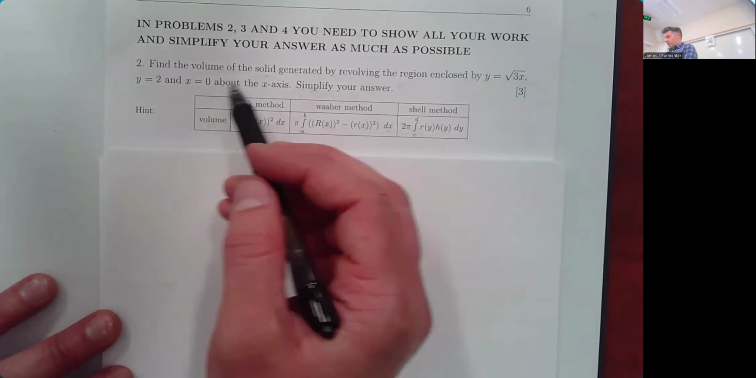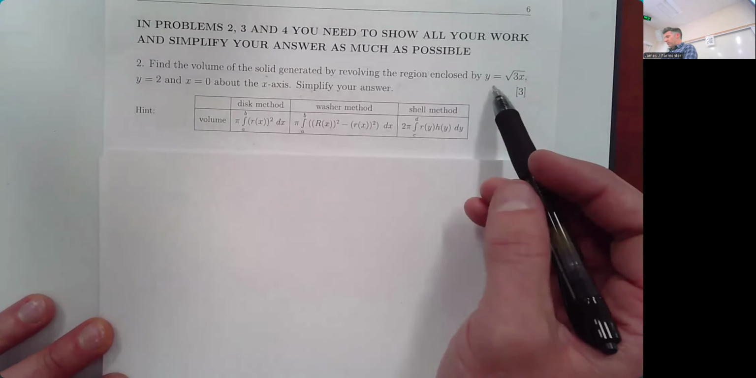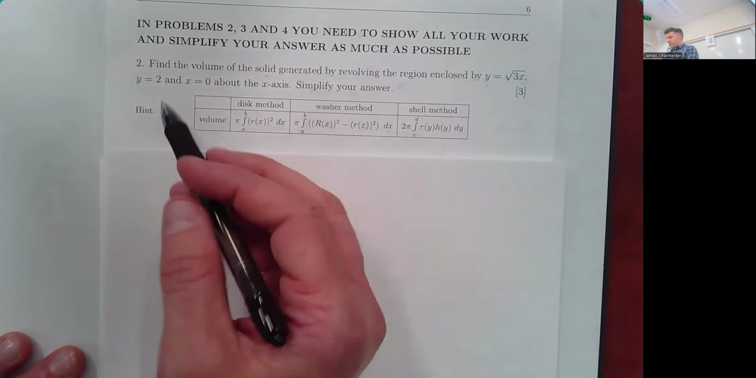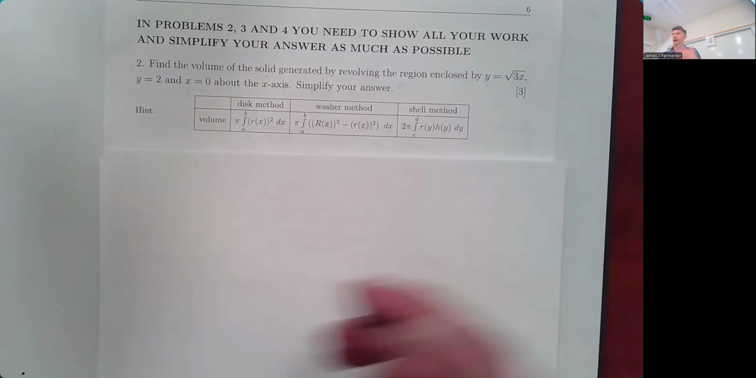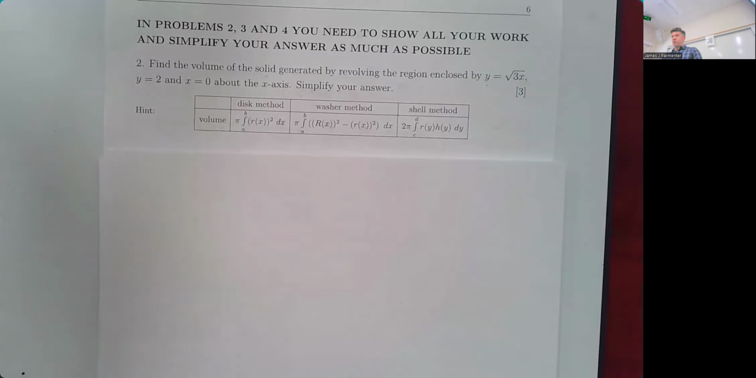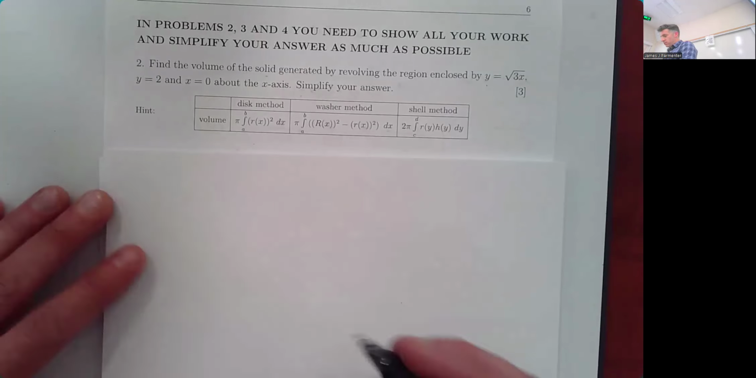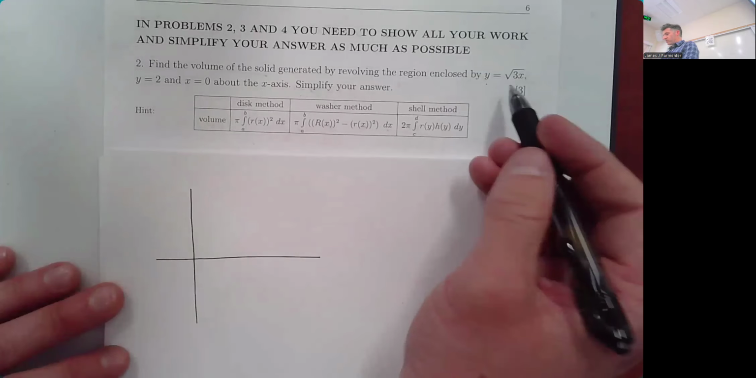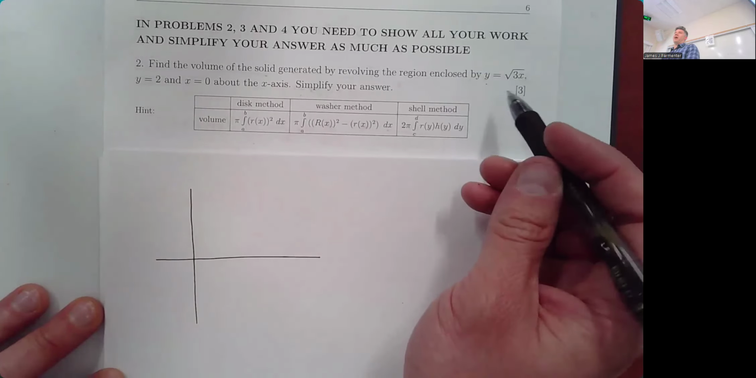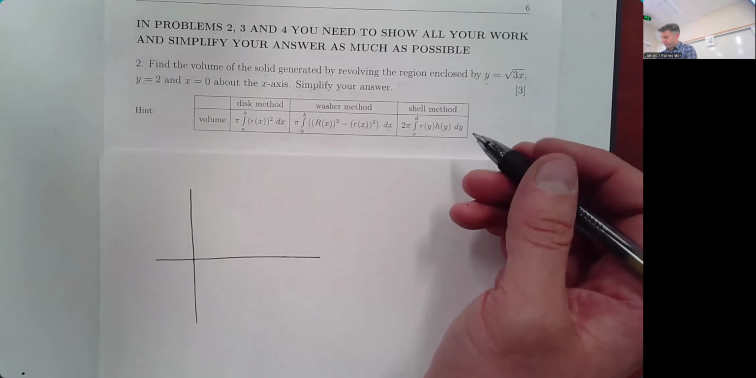Find the volume of the solid generated by revolving the region enclosed by y equal to the square root of 3x and y equals 2 and x equals 0 about the x-axis. Simplify your answer. I think whenever you do a problem where you're revolving, you probably should draw the region. There's no way around it. Drawing the region is the easiest, fastest way to figure out what's going on. So it doesn't have to be perfect. I've got y equal to the square root of 3x, which, okay, looks kind of like a square root function.